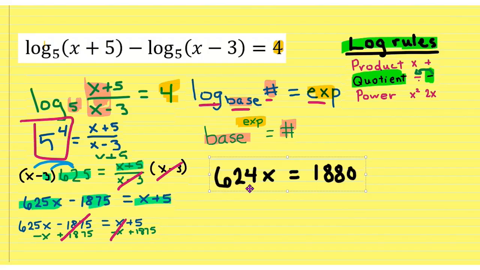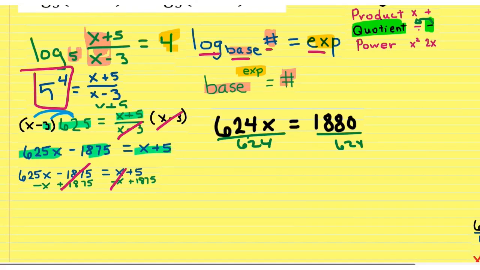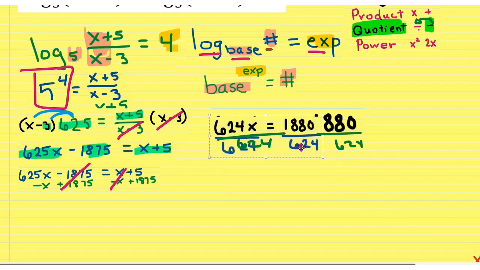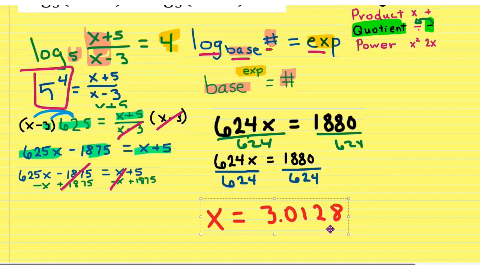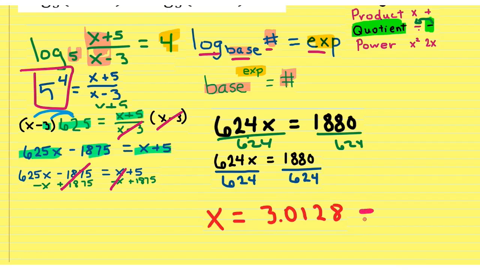And then that's pretty simple, right? We just divide out the 624 on both sides. Calculate on your handy dandy calculator, and you get a value of x equal to 3.0128. And of course, if I wanted to, I could reduce that to 2 decimal places, so 3.01.